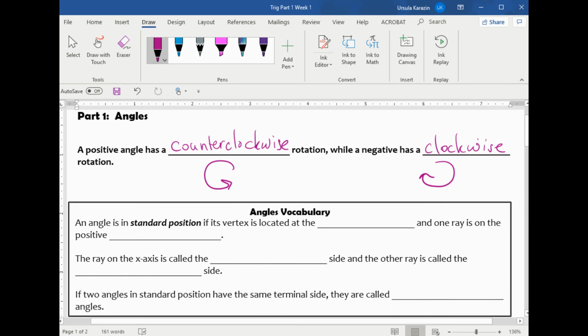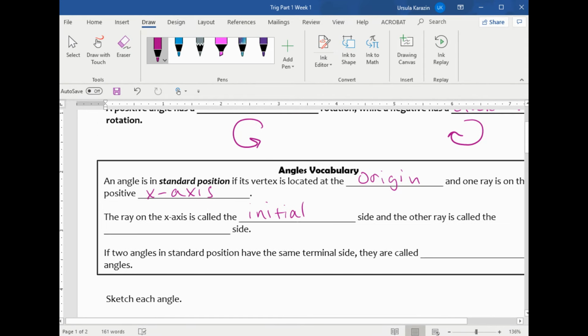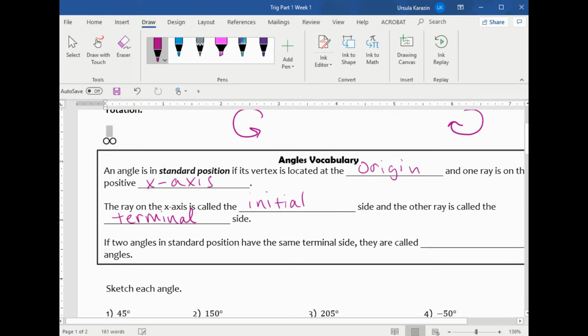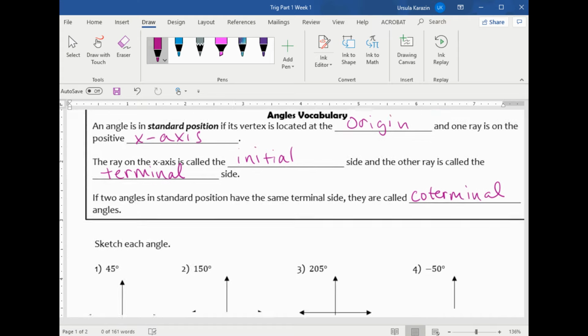All right, so an angle is in standard position if its vertex is located at the origin and one ray is on the positive x-axis. The ray on the x-axis is called the initial side, like beginning, right? That's where you want to start your angle. And the other ray is called the terminal side. Think about terminal, terminating, it's finishing, it's ending. So that's where your angle ends. And if two angles are in standard position and have the same terminal side, they're called coterminal angles, which may seem weird right now, but don't worry, in just a minute, we'll go over that.